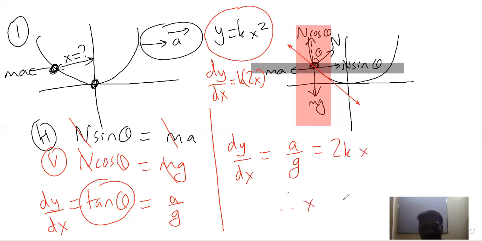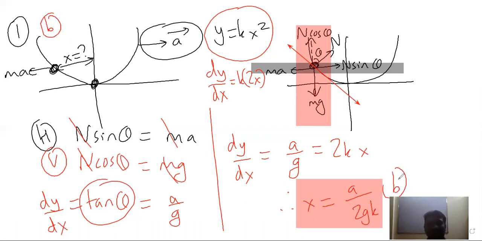So from this, the value of x comes out to be a upon 2gk. So the final answer to this question is x, the x coordinate which we have to find, a upon 2gk, which corresponds to option B. So the correct answer to this JEE Advanced question is option B. X is a upon 2gk.